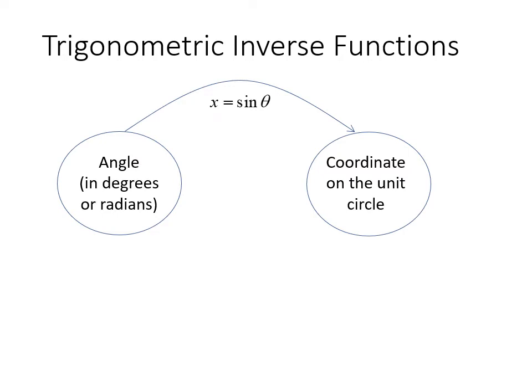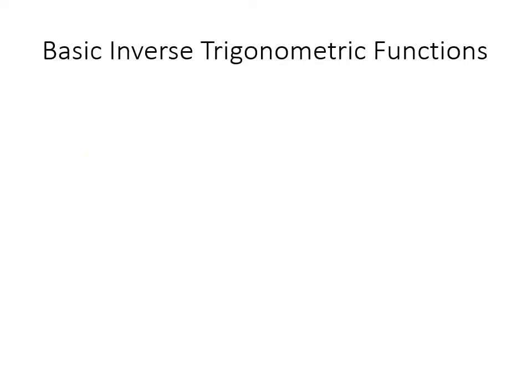If we wanted to go backwards, if we wanted to go from the coordinate to the angle, we would need to take the inverse of that, and that's when we talk about inverse trig functions. So the inverse sine will take us from the coordinate value back to the angle that we started with. So we're going to talk about the basic inverse trigonometric functions.